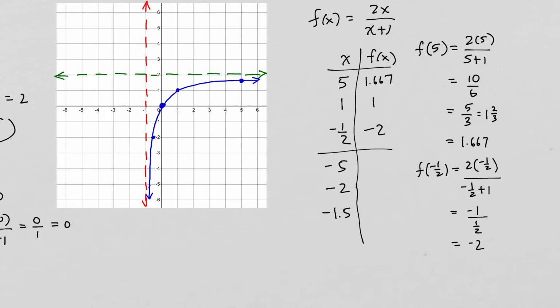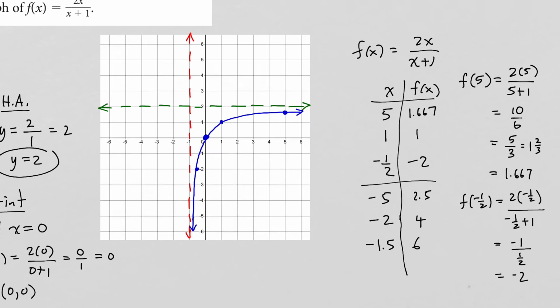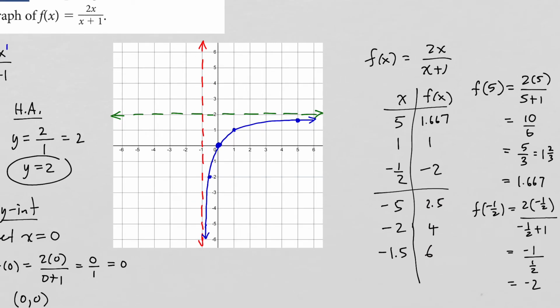Now we do the same thing for the negative values that I have over here. Let's go ahead and plug those into the function, and I will skip the work here and just write down those answers. So here are those y values. And we'll go ahead and plot those on the graph. So we have the point -5 for x and 2.5 for y, which is right about there. -2 for x gives us +4 for y. And -1.5 for x gives us y equals 6, which is right about here.